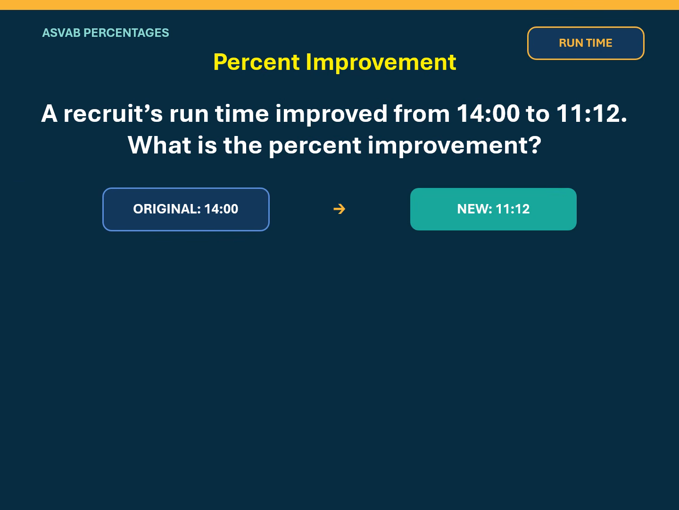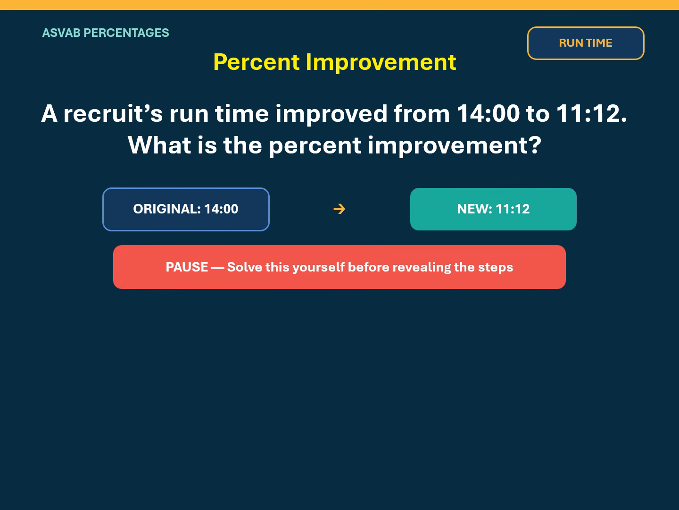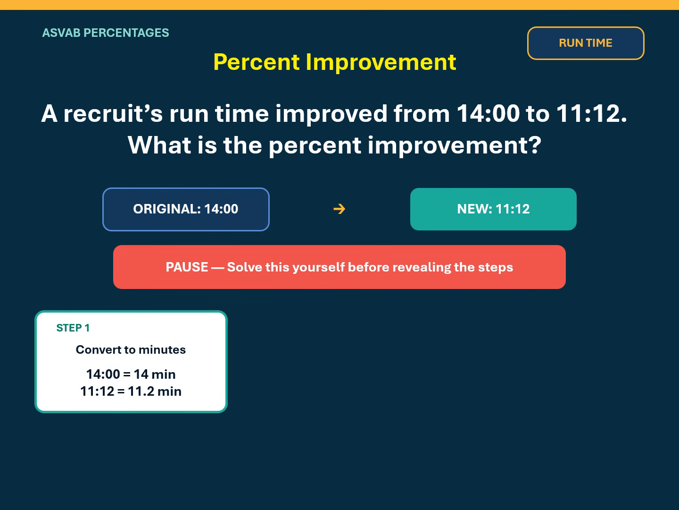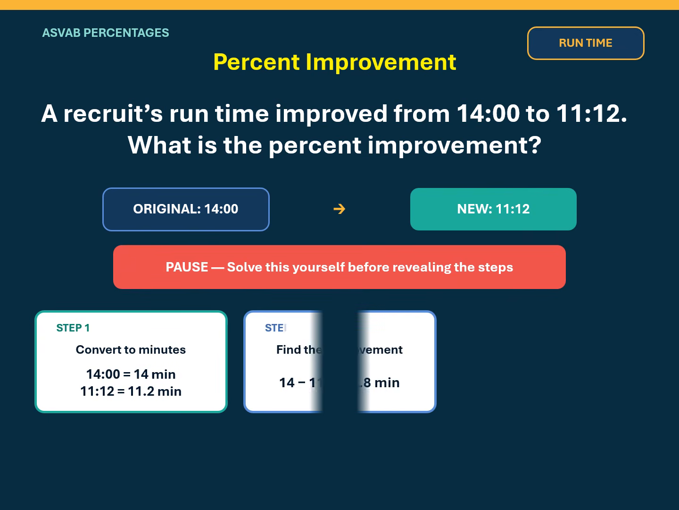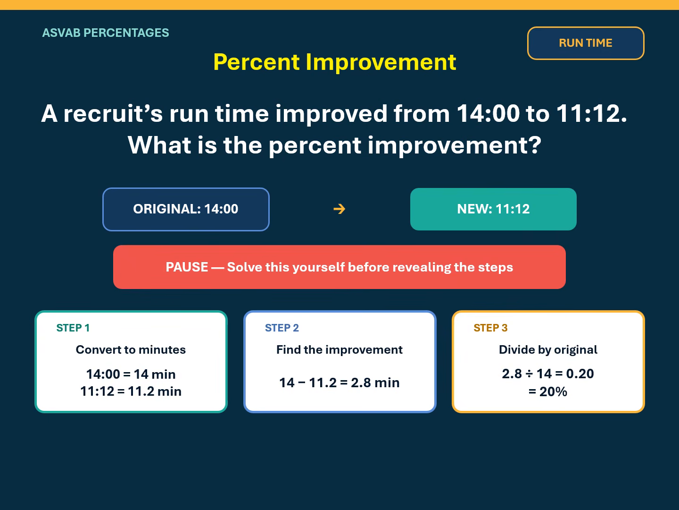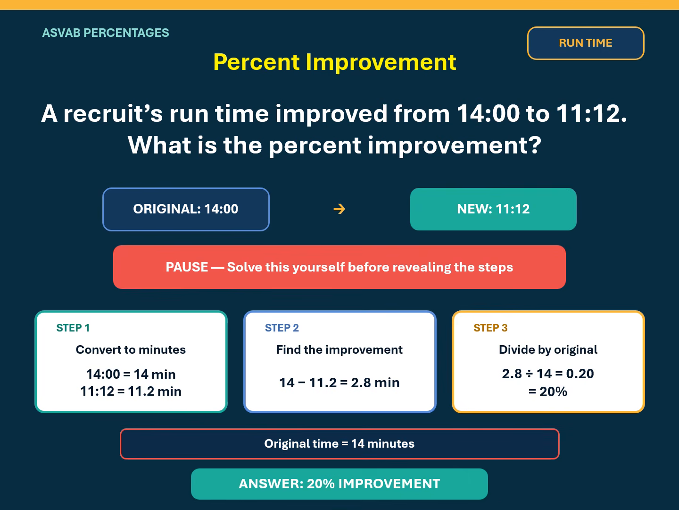Pause the video again. A recruit's run time improved from 14 minutes to 11 minutes and 12 seconds. What is the percent improvement? First convert. 11 minutes 12 seconds is 11.2 minutes. The improvement is 14 minus 11.2. We take 2.8 minutes, divided by original 14. It is 0.20. 20% improvement. It's the correct answer for our example.